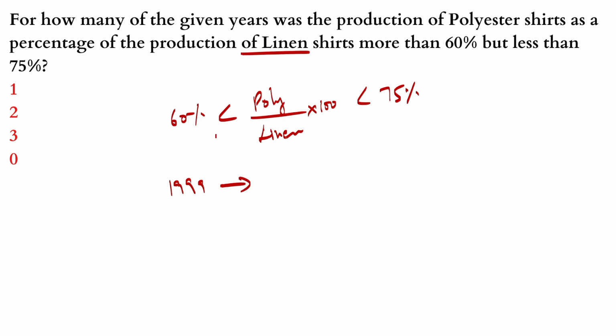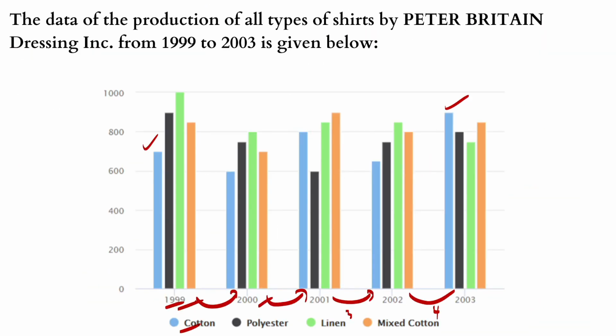For the year 1999, the polyester by linen value. What is the polyester value? It's 900 and linen value is 1000. So 900 by 1000 into 100. For year 2000, the polyester value is 750 and linen value is 800. So 750 by 800 into 100. This is greater than 90%. For 99, 900 by 1000 into 100, this is equal to 90%. This is greater than 90%.